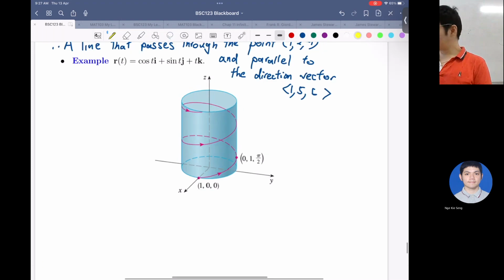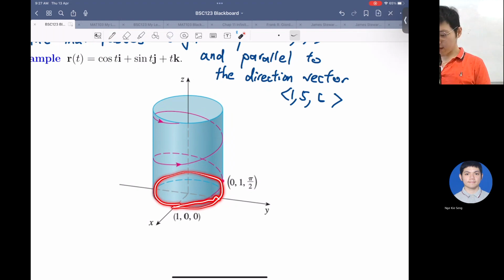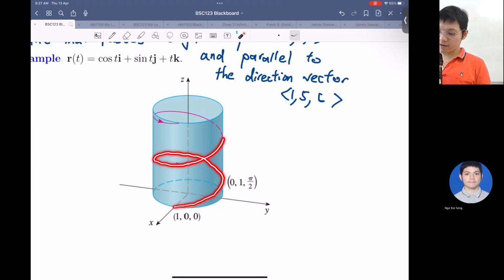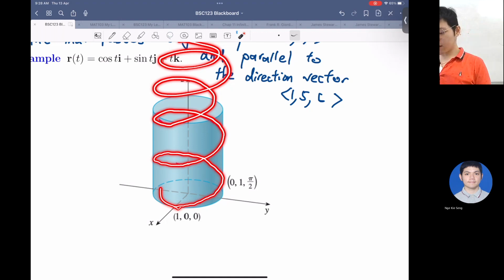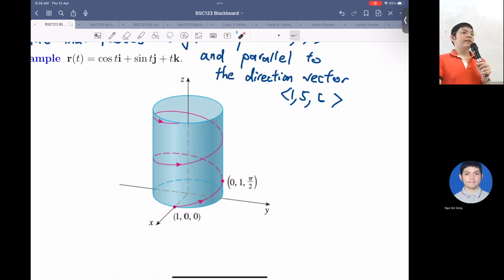Okay, so the picture is like this. You take a circle and then you cut it, then every part moves up a little bit. And when time increases, this spiral keeps going, and it keeps spiraling down as well.